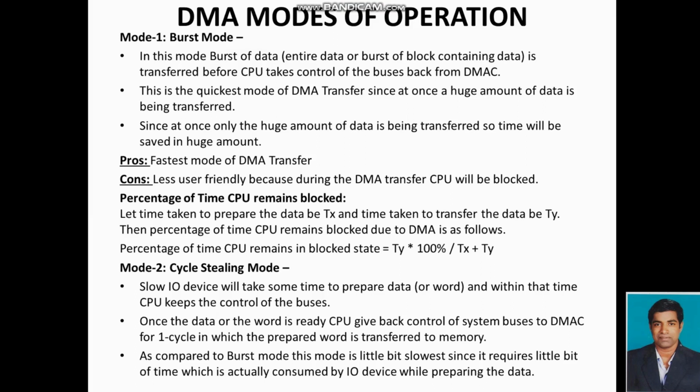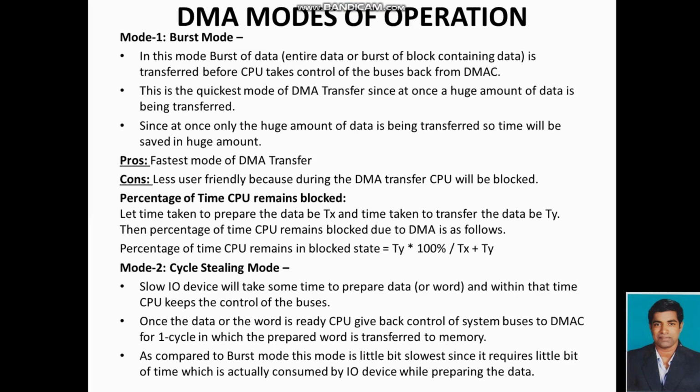The percentage of time the CPU remains blocked we can calculate. Let the time taken to prepare the data be Tx and the time taken to transfer the data be Ty. Then the percentage of the time the CPU remains blocked due to the DMA is as follows: Ty by (Tx plus Ty) into 100%.